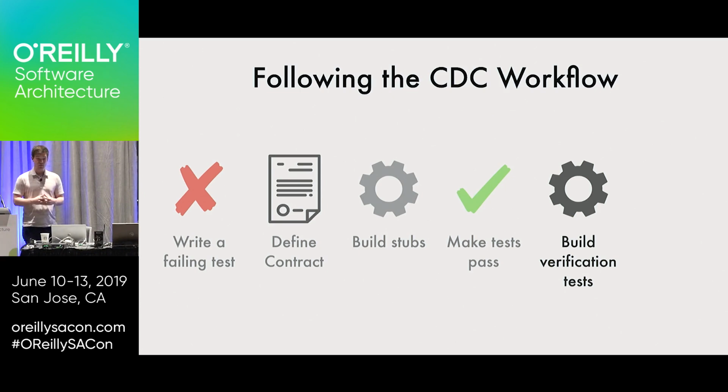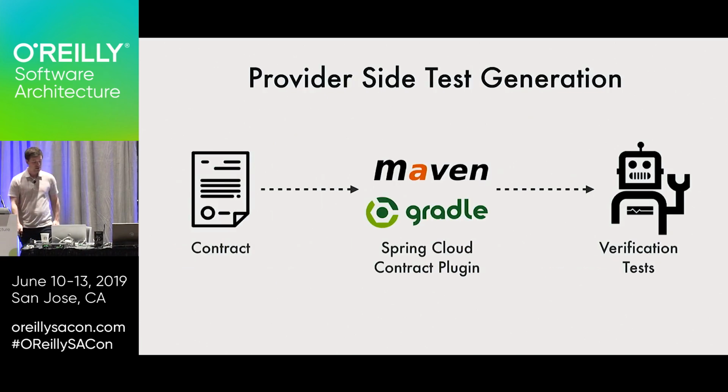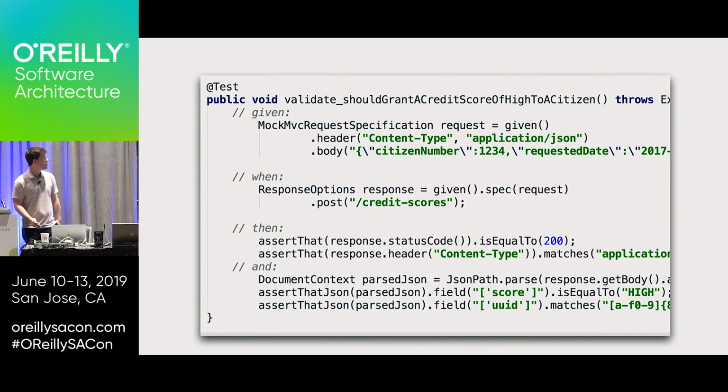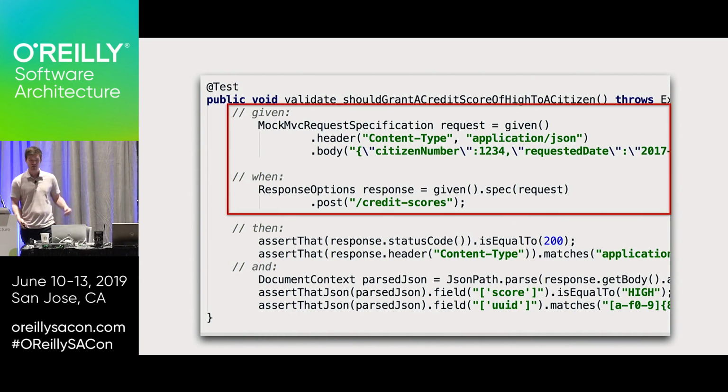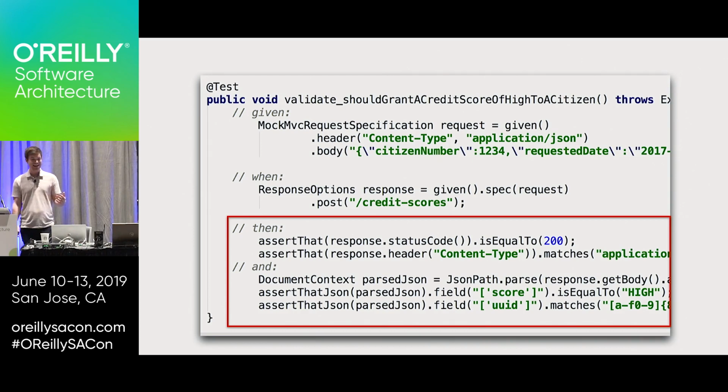We then need to switch to the provider side to make sure that the provider also complies with the same contract. So we build our verification tests. To do this, we take our contract, we run it through our CDC tool, and we get verification tests. All the verification tests do is make the request in the contract, so the call to the credit scores API, and then they assert that the response that we get is the same as the response in the contract. We don't have to write these tests ourselves, they're generated automatically for us using the CDC tool.